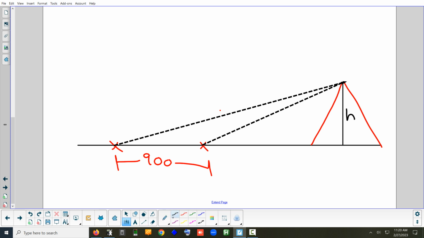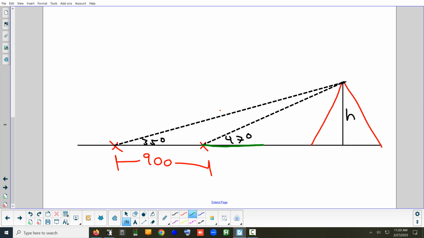The angle of elevation is the angle that the laser is pointed at, so it points right at the peak. What did it say the angle was the first time? 47. And then what's the angle the second time? 35. Okay, so now we've got a couple triangles.